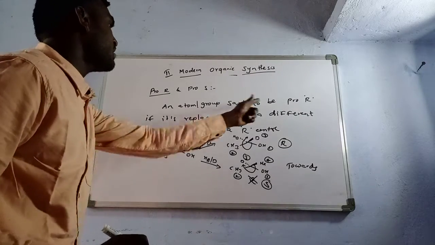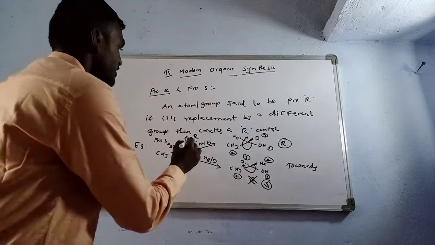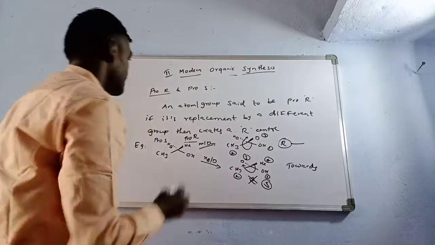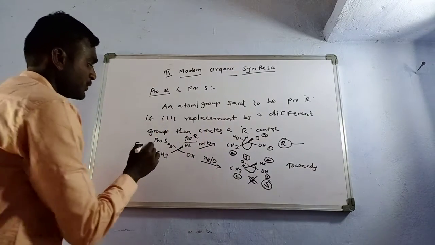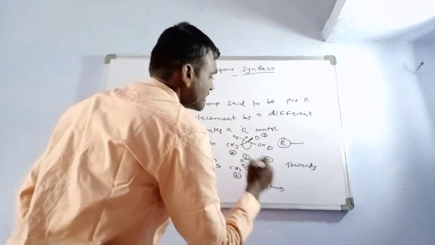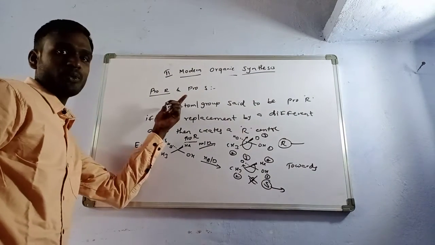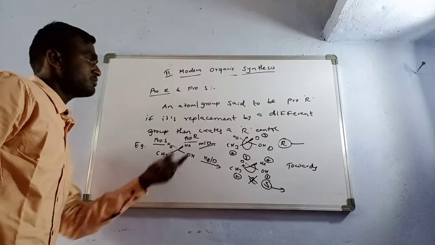An atom or group said to be Pro-R will create the R center. An atom or group said to be Pro-S will create the S center. These are the Pro-R and Pro-S groups.